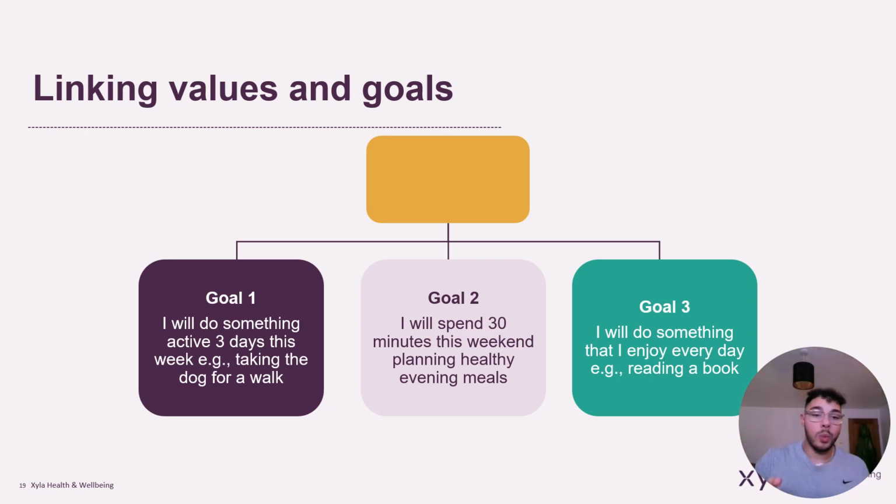You can see goal number 1, I will do something active 3 days a week, such as taking the dog for a walk. Goal 2, I will spend 30 minutes this weekend planning healthy evening meals. And goal number 3 is I'll do something that I enjoy every day, such as reading a book. What do you think the actual value linking all these together is? Well, have a healthy body and mind.